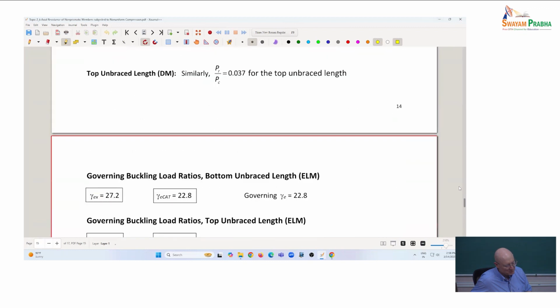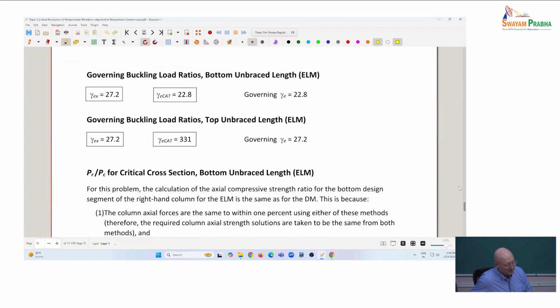If I can get to the right page here. So let's wrap this up and then take a break, looking at the effective length method. With the effective length method, we have a relatively low in-plane buckling load, or buckling eigenvalue, 27.2, but that's larger than the constrained axis torsional buckling load. So again, out-of-plane, constrained axis torsional buckling is governing.